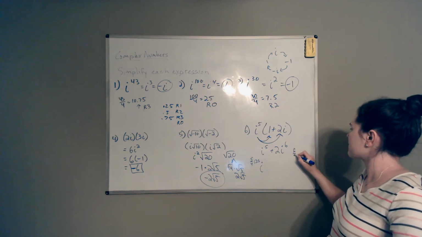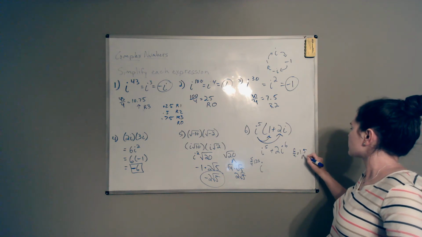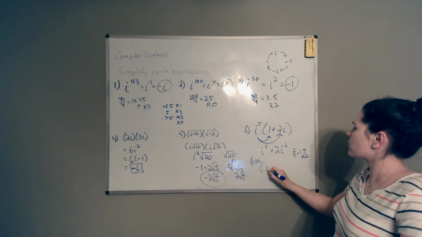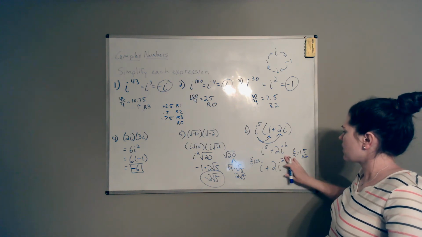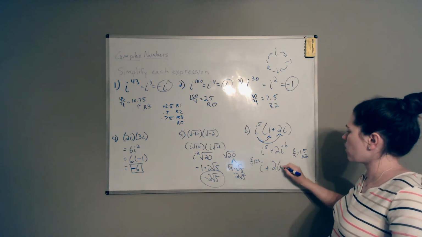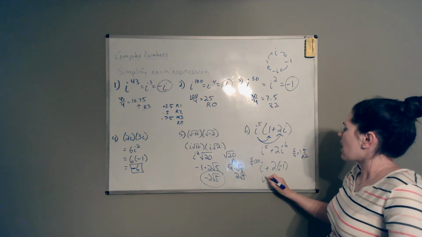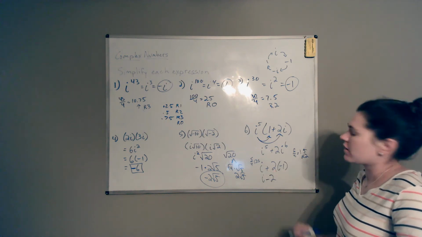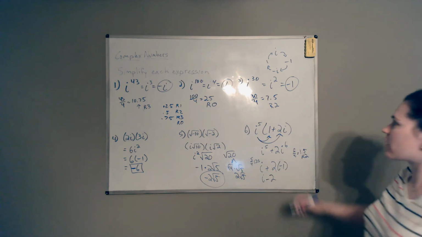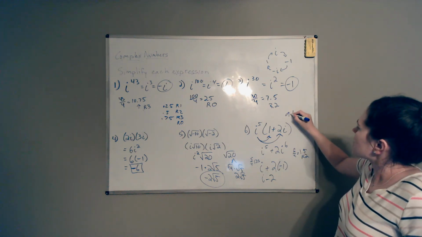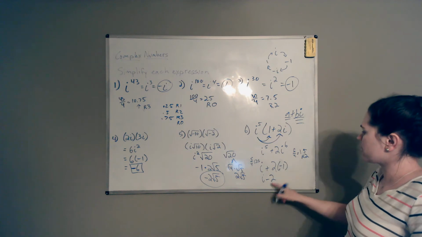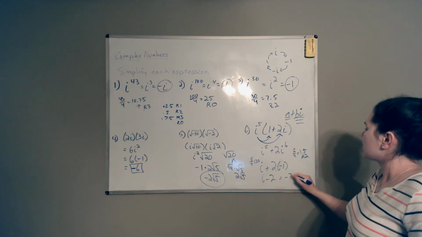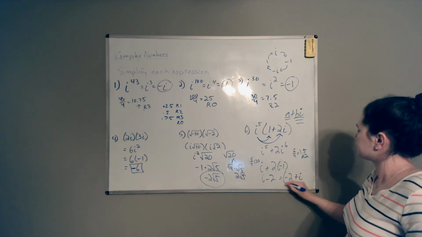6 divided by 4, that's 1.5. It's remainder 2. So i to the 6th is the same as i squared, and i squared is negative 1. So this is i minus 2, but then remember, the standard form of a complex number is a plus bi. You should give the real part first and then give the imaginary part. So this is negative 2 plus i.